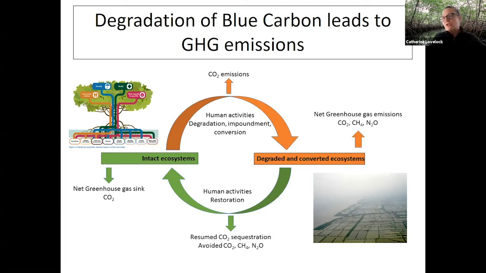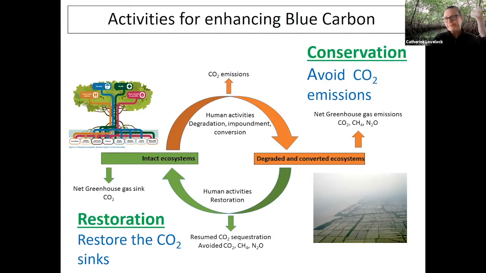So the thing about conserving mangroves, salt marshes and seagrass is you can stop that emission and also those additional emissions from alternative land use. With restoration, we can restart carbon sequestration and decrease those other emissions. So we've got two options: conservation, where we can avoid CO2 emissions, and restoration, where we can restore the CO2 sink and avoid those emissions from the alternative land uses.